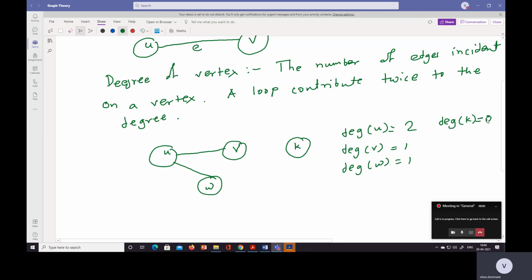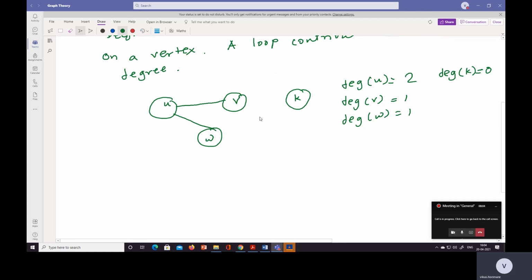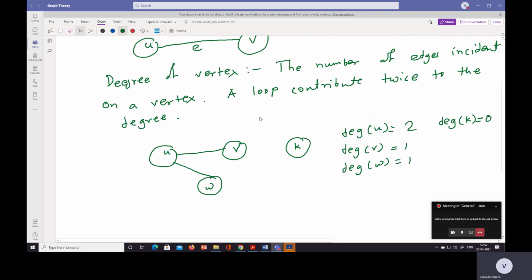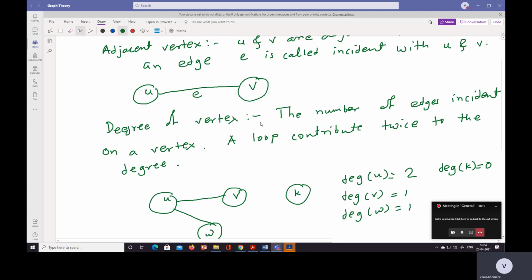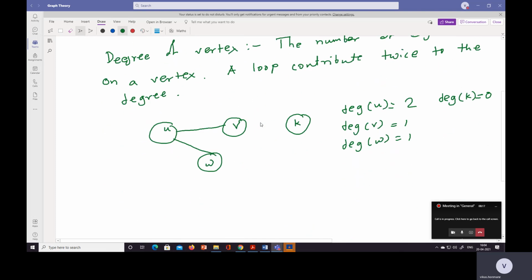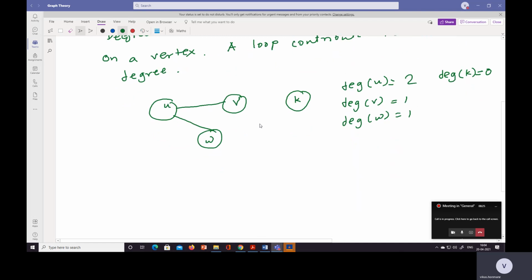By considering the same diagram, we have more definitions. I think it is clear to all how to get the degree of a vertex. This is in the case of an undirected graph. We are looking at an undirected graph, and based on it, we are calculating the degree.